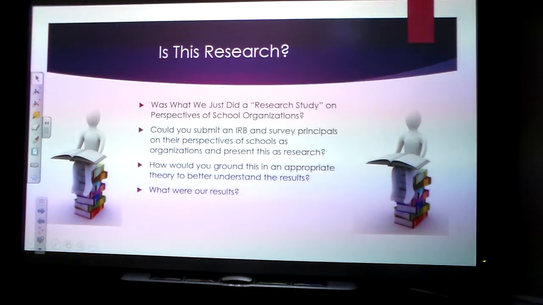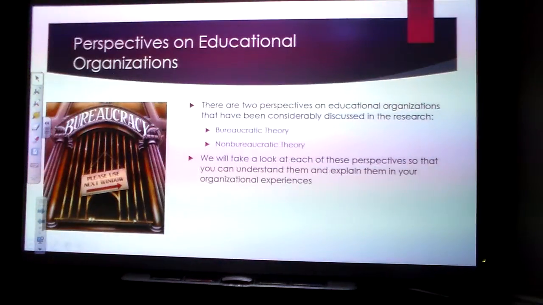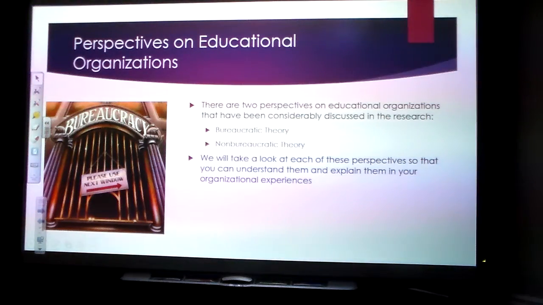So if we did this face-to-face, you would have been just doing research. So there are different perspectives on education. We're going to start by looking at bureaucratic and non-bureaucratic theory. I want you to look at each one of them so you're able to explain what experiences you've had in education that have been bureaucratic, and then also what experiences you've had in education that have been non-bureaucratic.